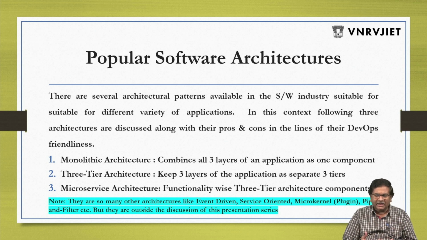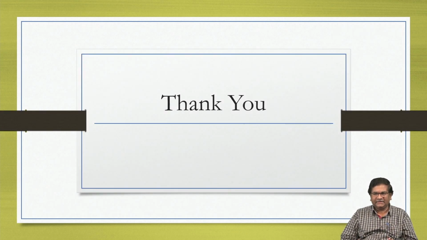There are so many other architectures like event-driven architecture, service-oriented architecture, microkernel architecture, which is also called plugin architecture, and pipe and filter architecture. Many are there, but we are focusing on these three because they are more suited for commercial and business applications. Let's look into each and every architecture in the next presentation.